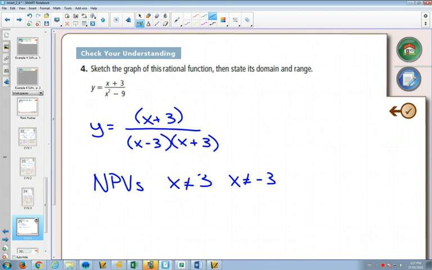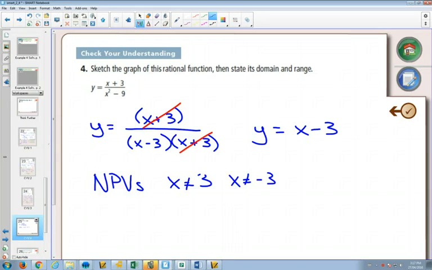Are they going to be holes or asymptotes? Both. Because the x plus 3, that's going to cancel out. Okay? Now, the number one temptation for students, once you cancel those out, is to write this, because they cancel out and this is what I'm left with.